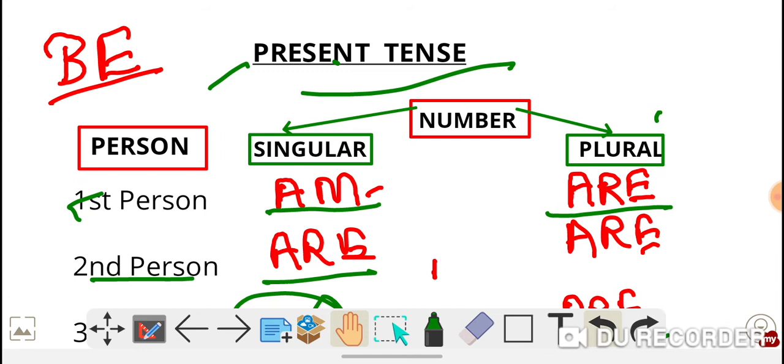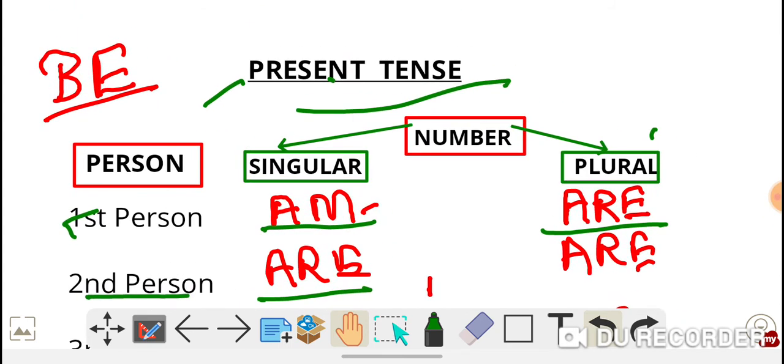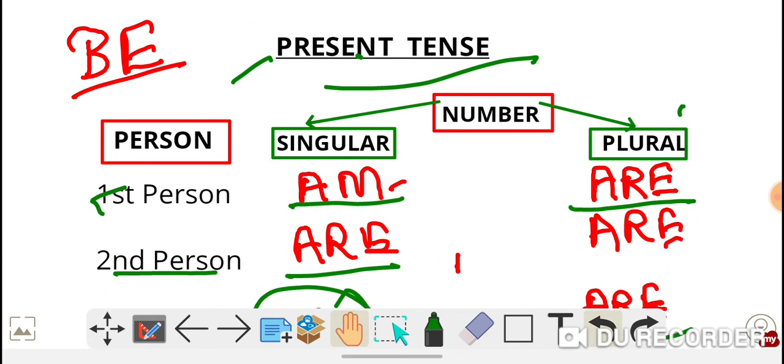There are three types of tense: present, past and future. There are three types of person: first person, second person and third person. And there are two numbers, singular and plural. What is the formation of be verb?